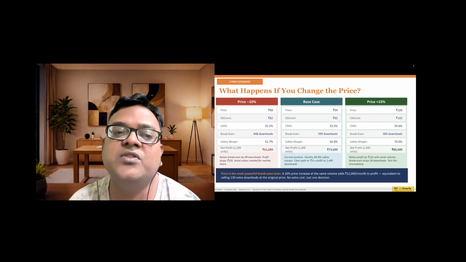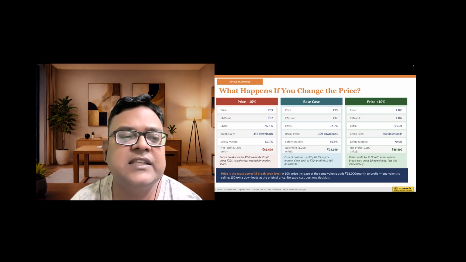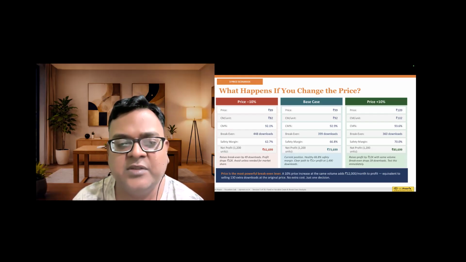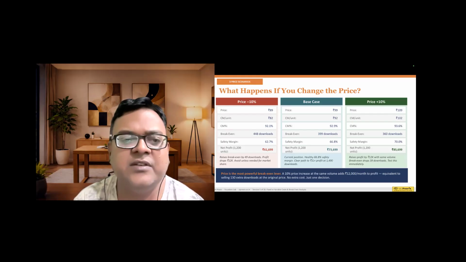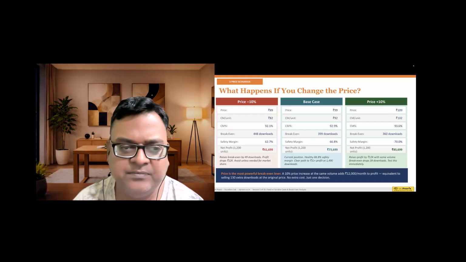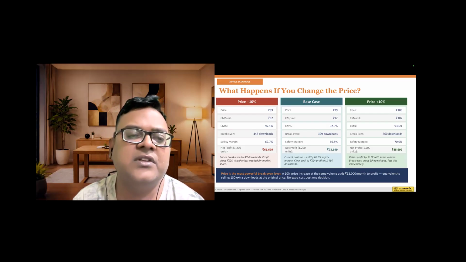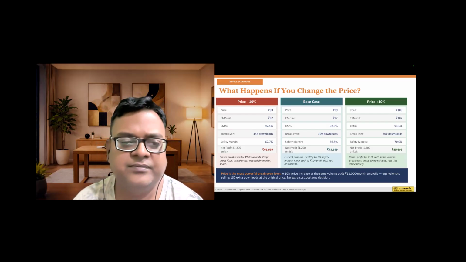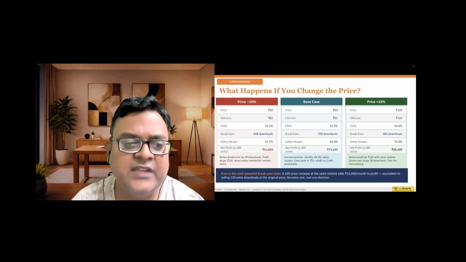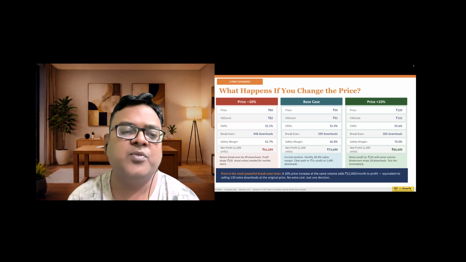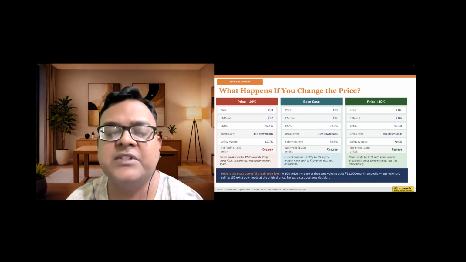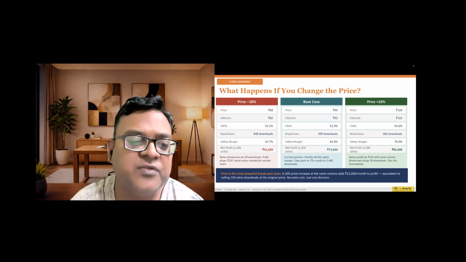What happens if you change the price? Let's say, look at the middle section. This is the base price, 99 rupees. Now let's reduce it by 10%. So when you reduce it by 10%, your price is 89 rupees. And your contribution margin per unit becomes 82 rupees by the same math. And the contribution margin percentage is 92.1% instead of 92.9%. So the break even, of course, is definitely higher.